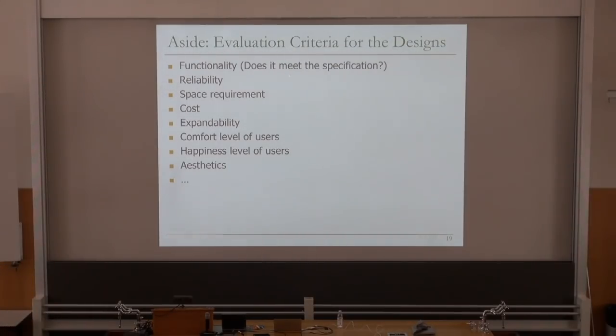Functionality, of course, does it meet the specification? So somebody specified something, probably, for it. Or maybe sometimes specification is nebulous, right? In architecture, it may be nebulous, but usually you have some interface that you have to obey, right? The hardware-software interface. The software gives you an instruction, there's a contract, and you have to execute that instruction as written in the contract. That's the functionality part.